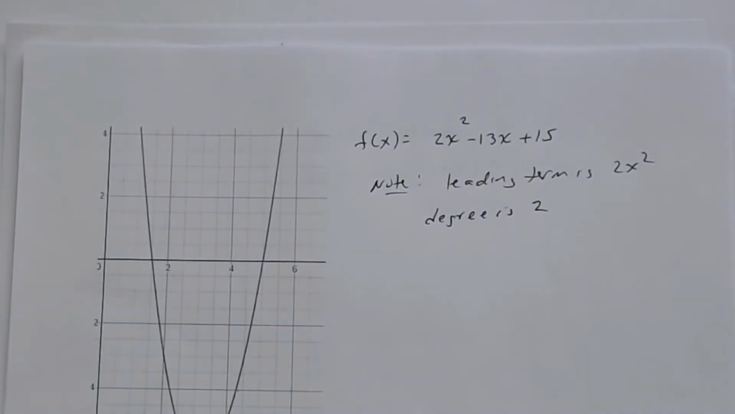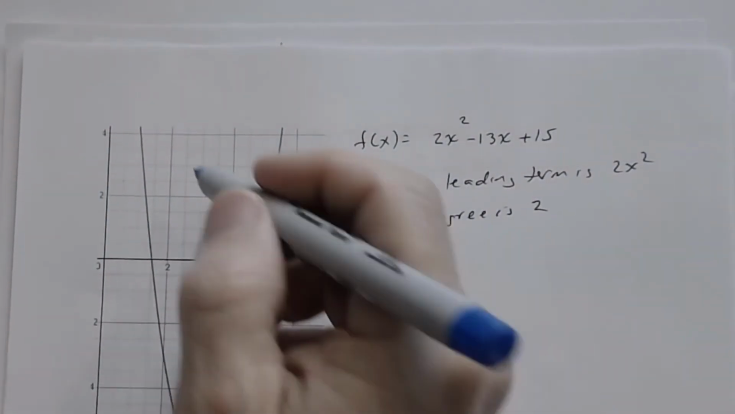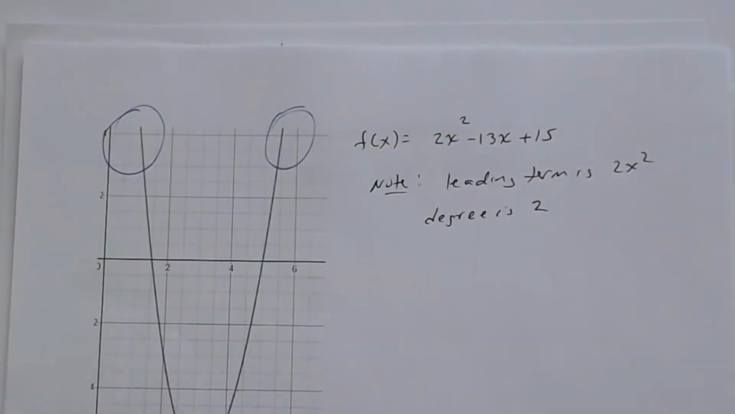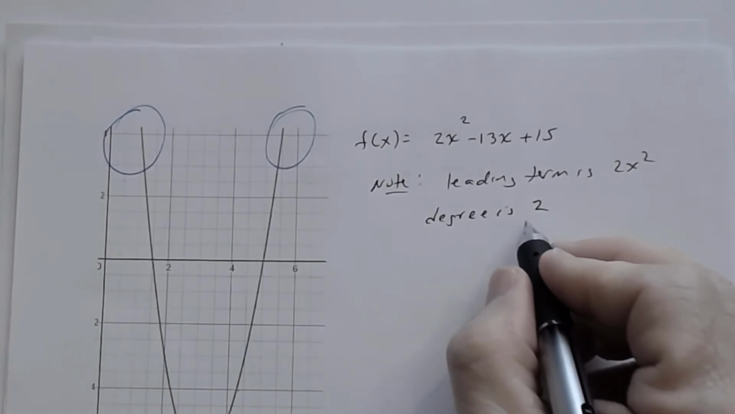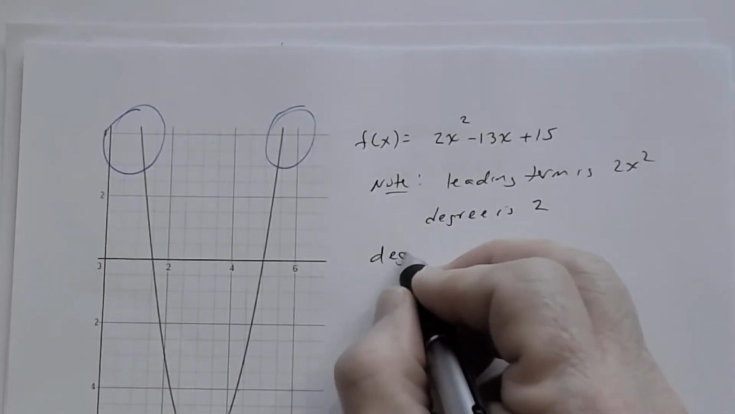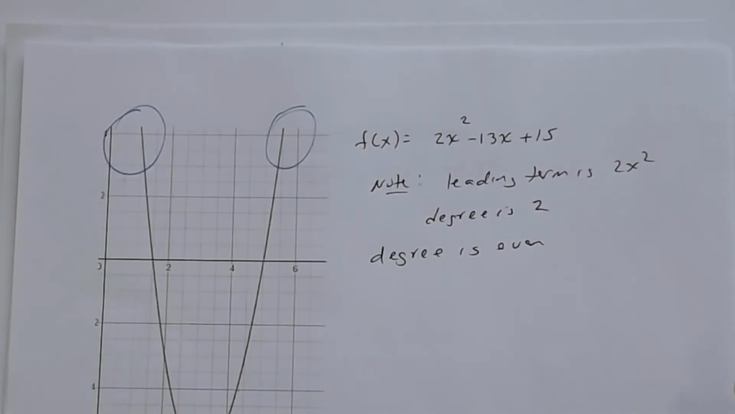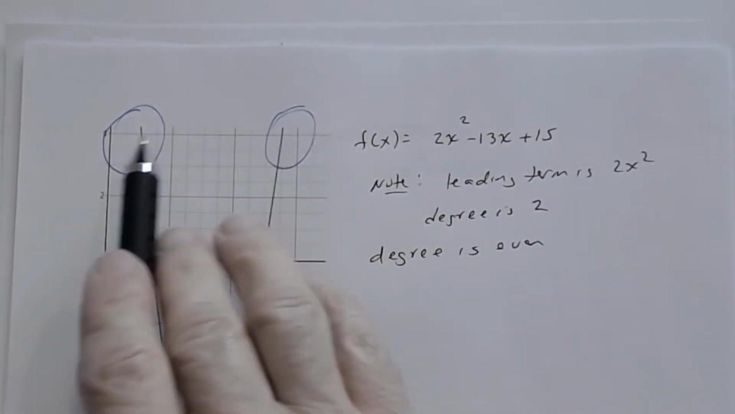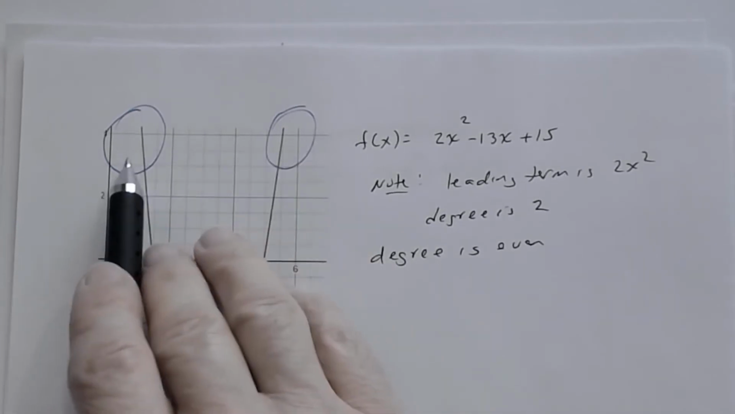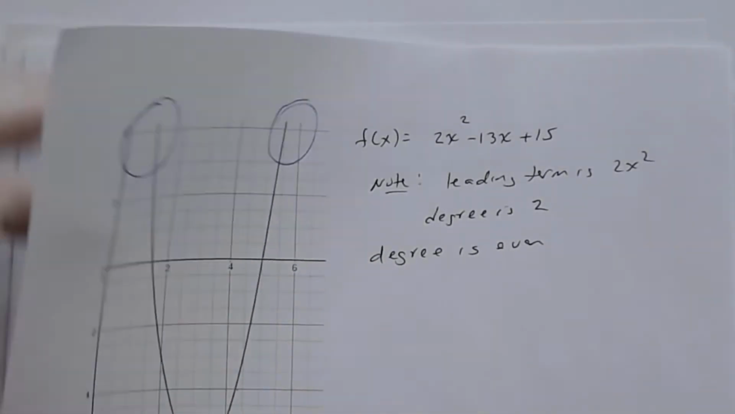Now let's talk about the end behavior. What happens with the end behavior? The arrows are pointing up, aren't they? So notice the degree is even. Do you all agree? The degree is even, and the end behavior is pointing up.